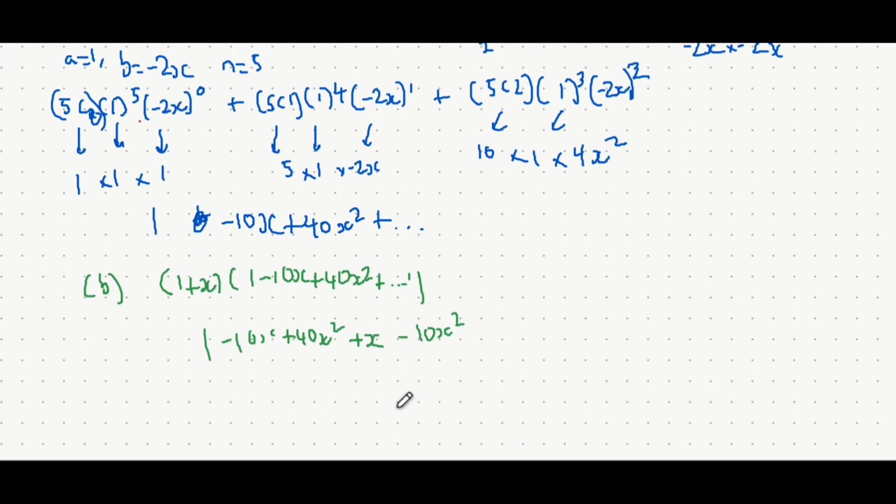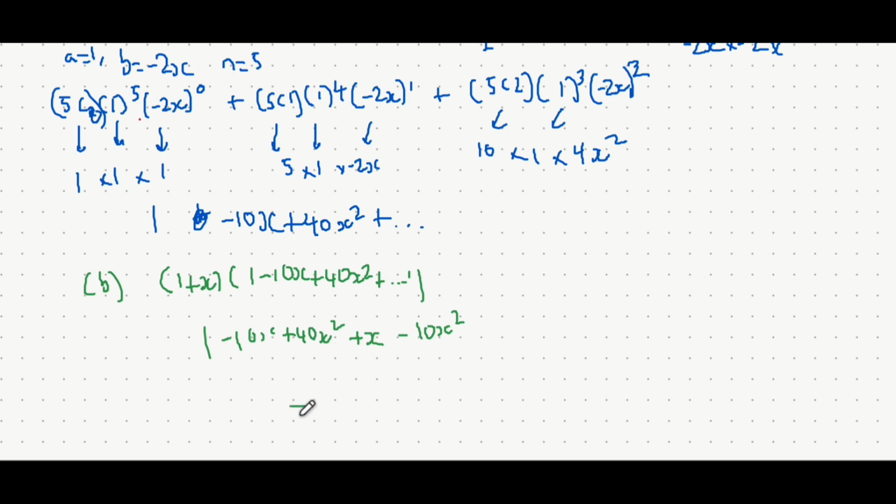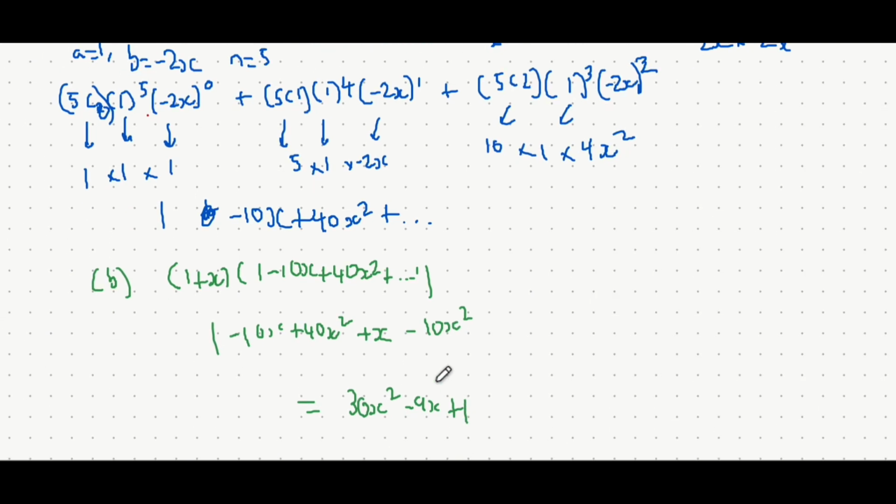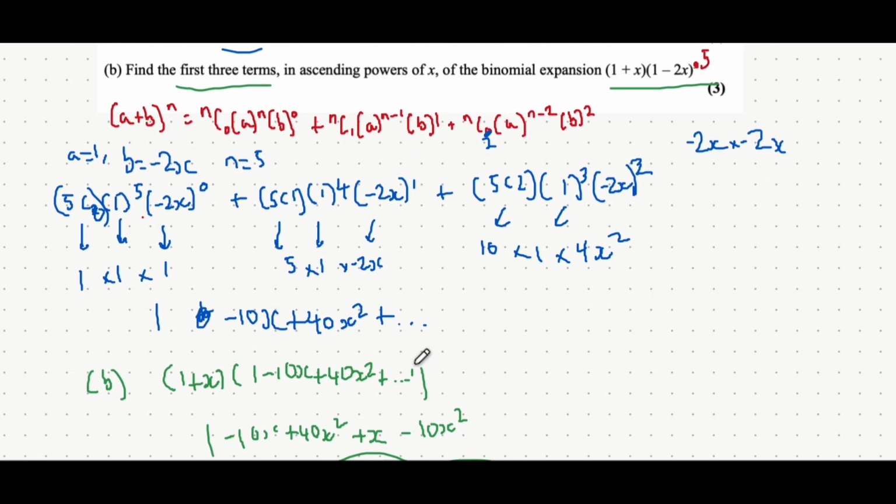So once you reach this stage, we actually just want to simplify, and that gets you the answer. 40x squared take away 10x squared is 30x squared, minus 10x plus x is minus 9x, and then there's a plus 1 at the end. And that's your answer to part B. Hopefully that all made sense.